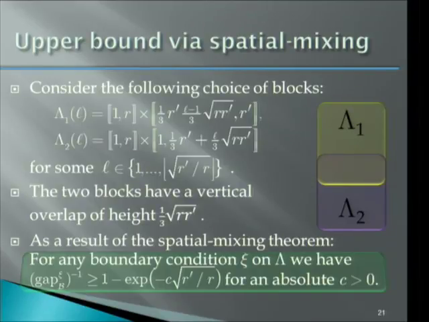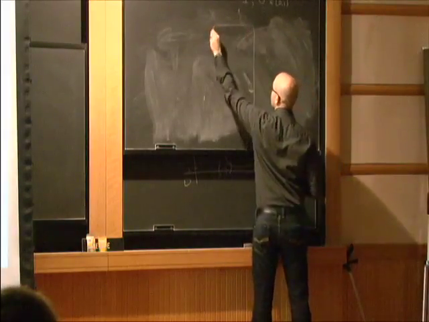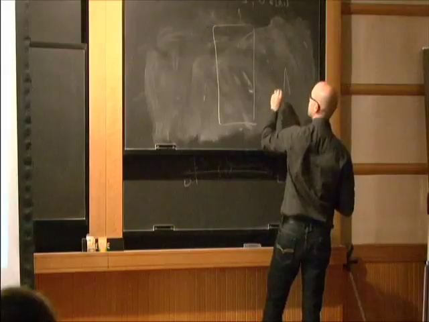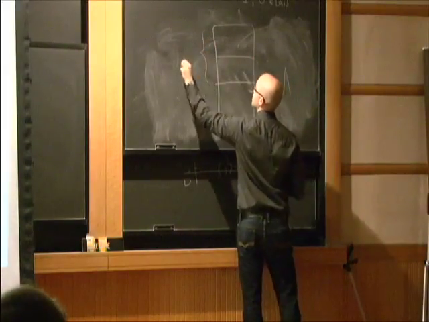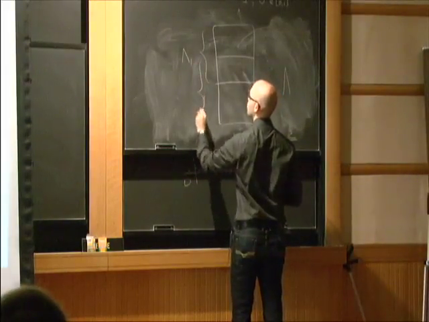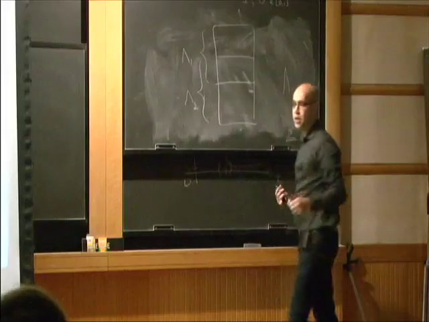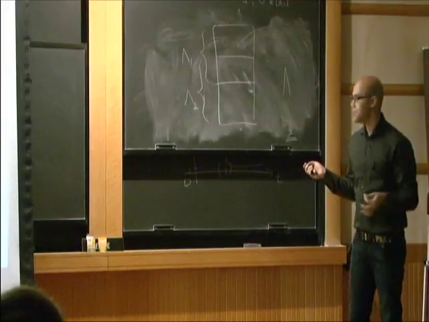In 3 minutes I can give you a better sense of where this is going. We take this big block, lambda, and divide it into 2. This will be lambda 1, and this will be lambda 2. What does the gap of the block dynamics look like?